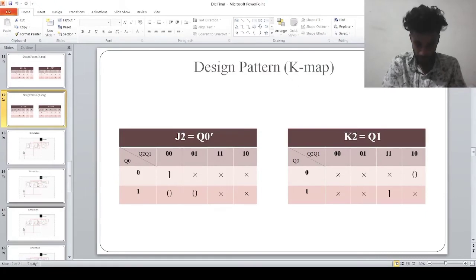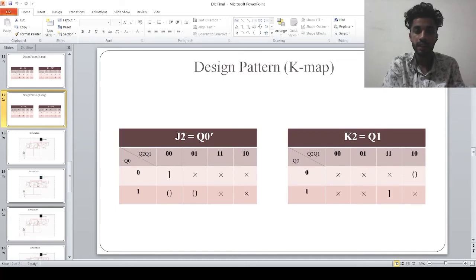Hello everyone, my name is Shantakumar Vasak, ID 204294551. Today our presentation topic is irregular sequence counter, and I will start from here.